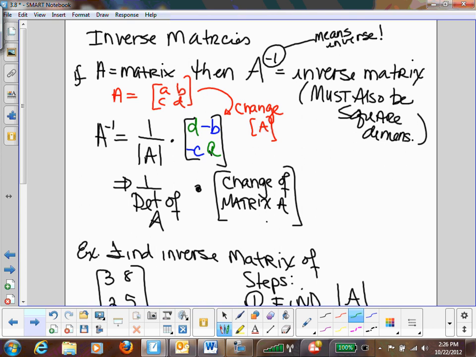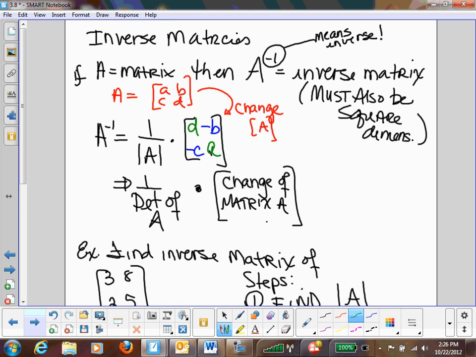So why did we learn how to do a determinant? Because we're going to talk about inverse matrices. And in an inverse matrix, we need to figure out the determinant. There's a whole bunch of formulas or steps that you just have to memorize them. If A is a matrix, then this little -1 means that we have an inverse. And the inverse has to be a square matrix also.